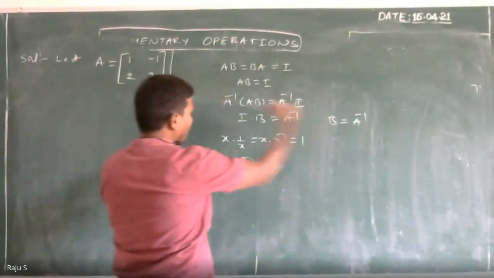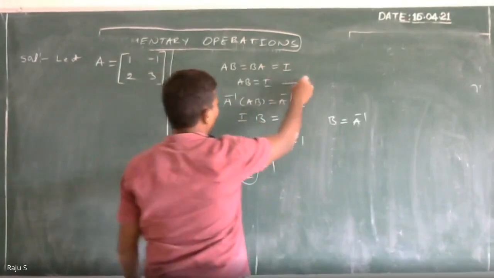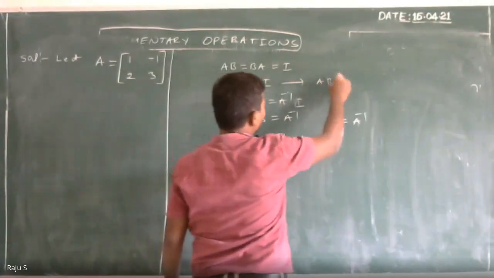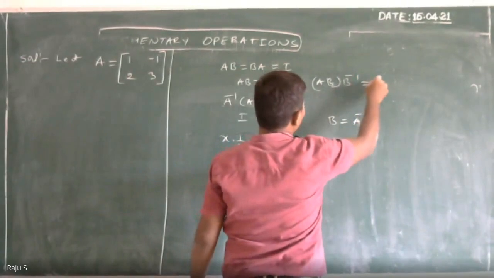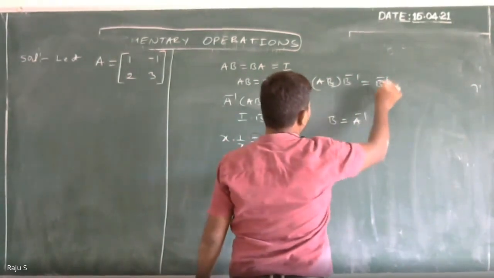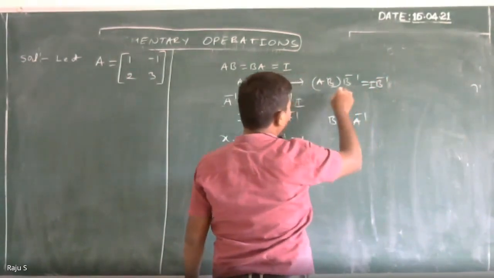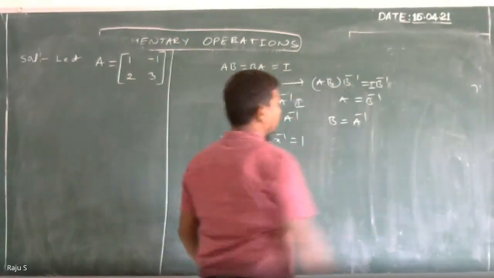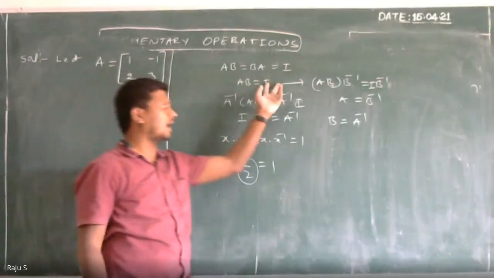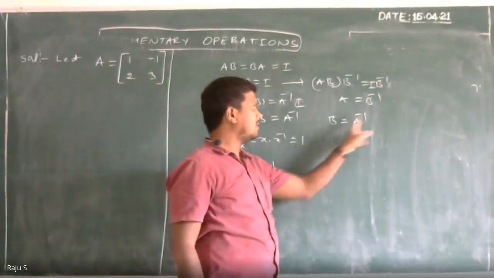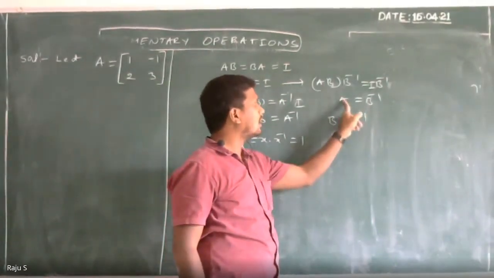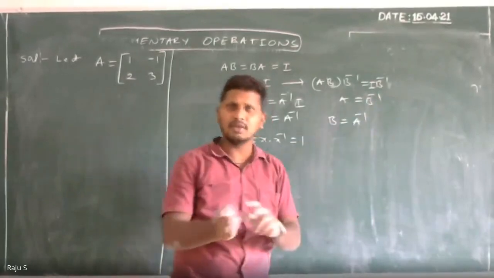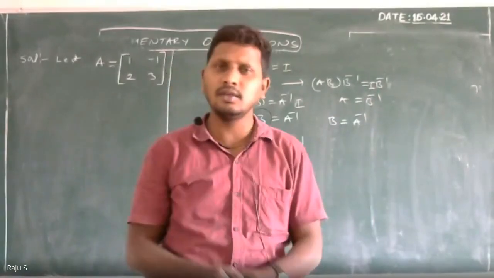The same if you multiply with B inverse, from this step, AB into B inverse is equal to B inverse into I, or I into B. So anyhow, here we get B into B inverse as I. So A is equal to B inverse. Nothing but, what do you observe when AB is equal to I? B is the inverse of A, or A is the inverse of B. Any one of the ways you can write.